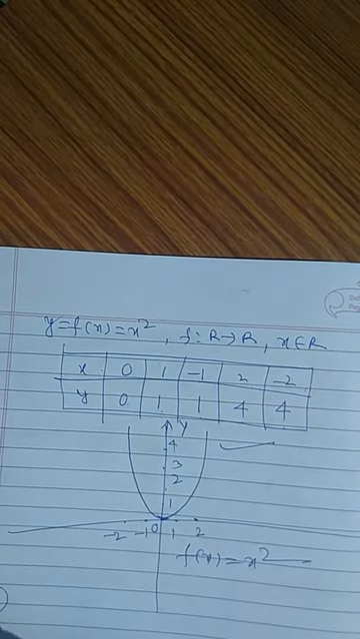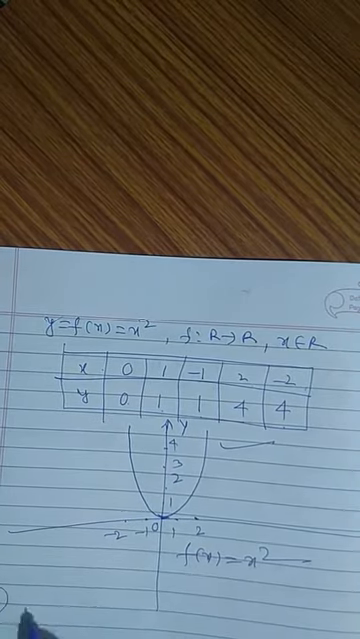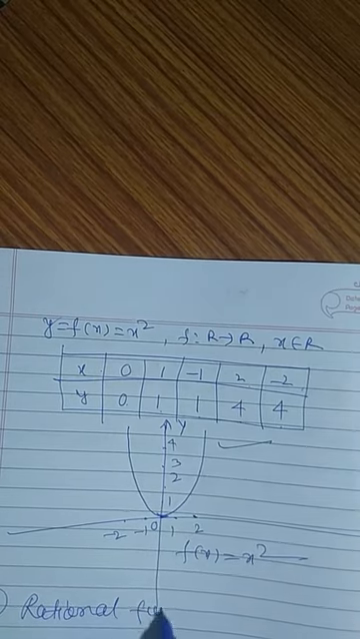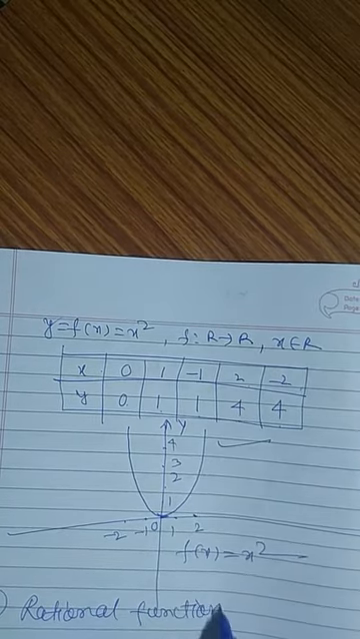Another, we will discuss rational. This is a rational function. First, we will recall what we mean by rational. Rational means which can be expressed in the form p by q, and q is not equal to 0. p and q are co-prime numbers, which we have discussed in 10th class.